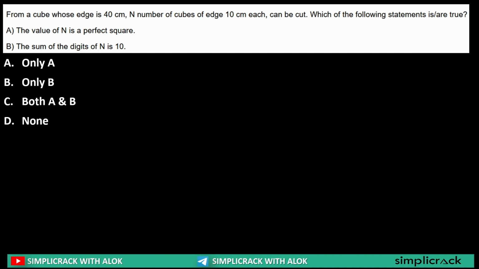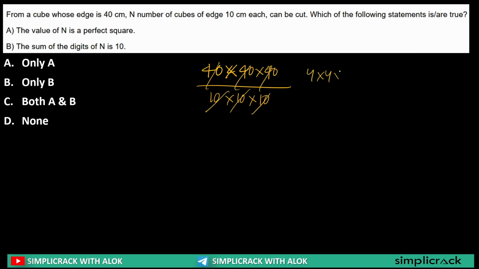Okay, see what it is saying. The cube is 40 centimeter each side. So the volume of the cube will be 40 multiplied by 40 multiplied by 40. Out of this cube, n cubes are taken with each edge 10 centimeter. That means the whole cube is divided into small cubes of 10 centimeter. So the small cube's volume is equal to 10 into 10 into 10. So if I cross out, I will get 4 into 4 into 4, that is 64. Now this is the n.